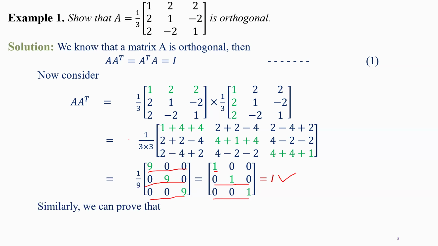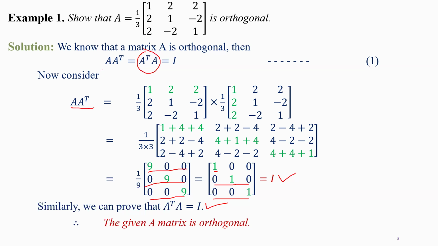Similarly, if we consider A transpose into A in the same manner, then also we get the value I. So since A transpose A is equal to A into A transpose, therefore the given matrix is orthogonal.